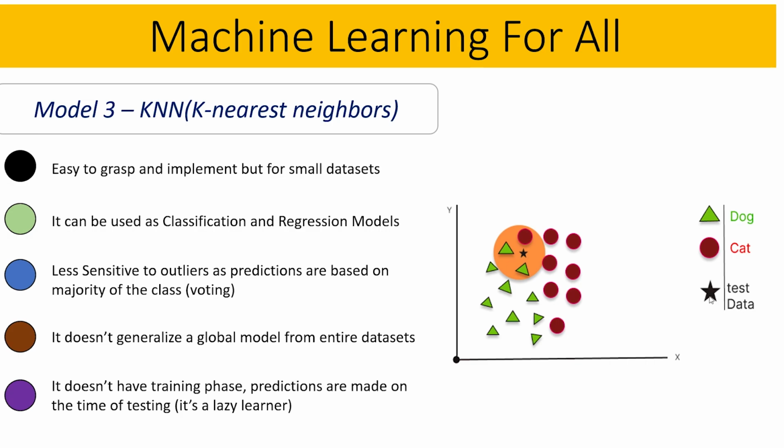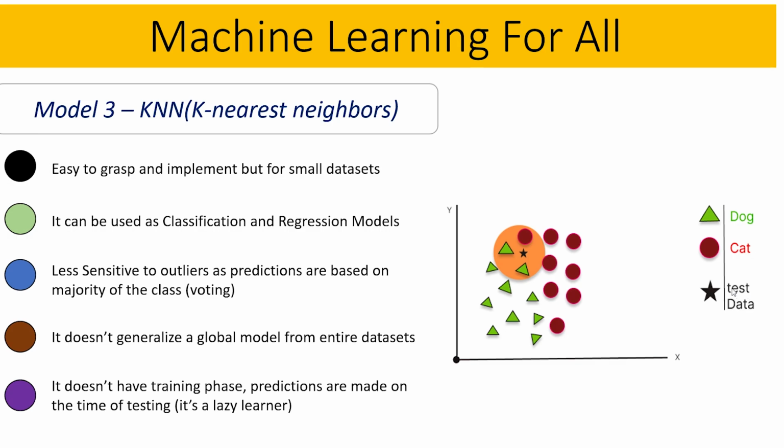So this black star is our test data, and if we measure the distance between those points, the closest are the green ones, these dog classes. If you measure the distance, two of the values vote for the dog and one value votes for the cat. So we take the majority of the vote: there are 2 dogs and 1 cat.